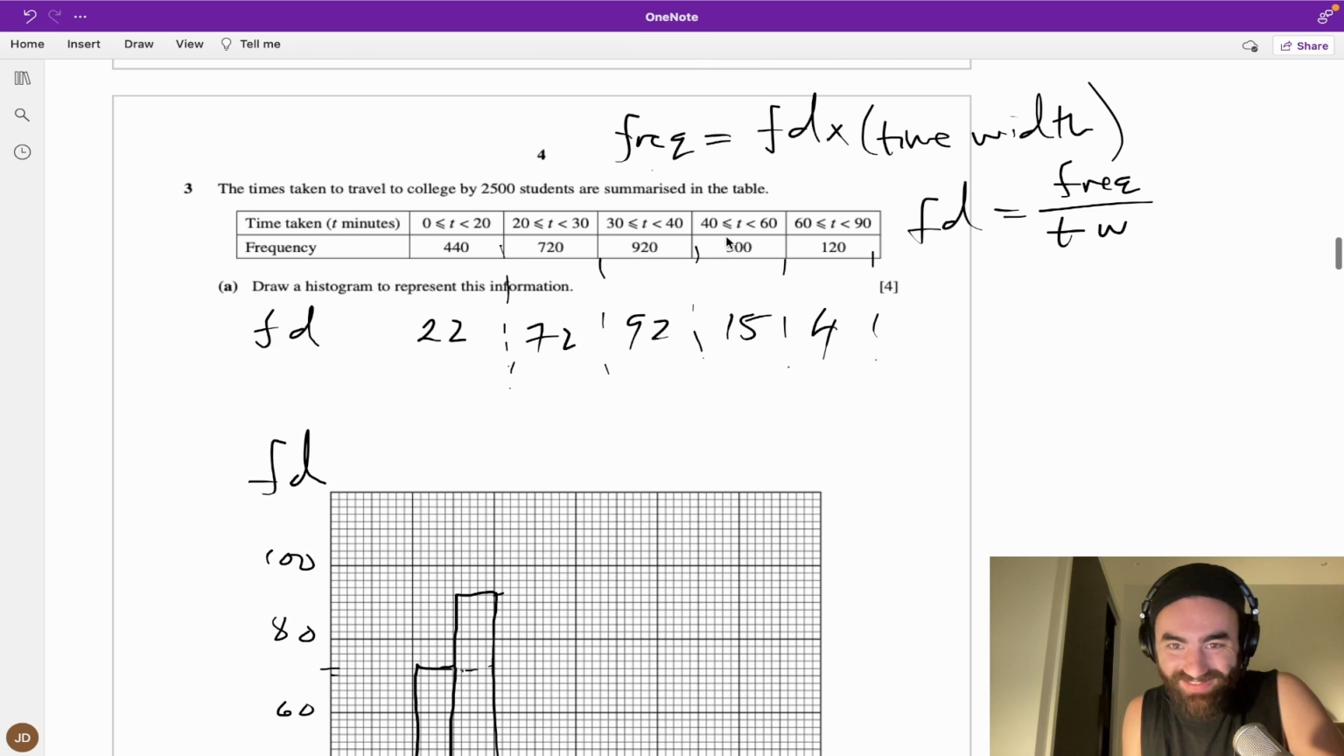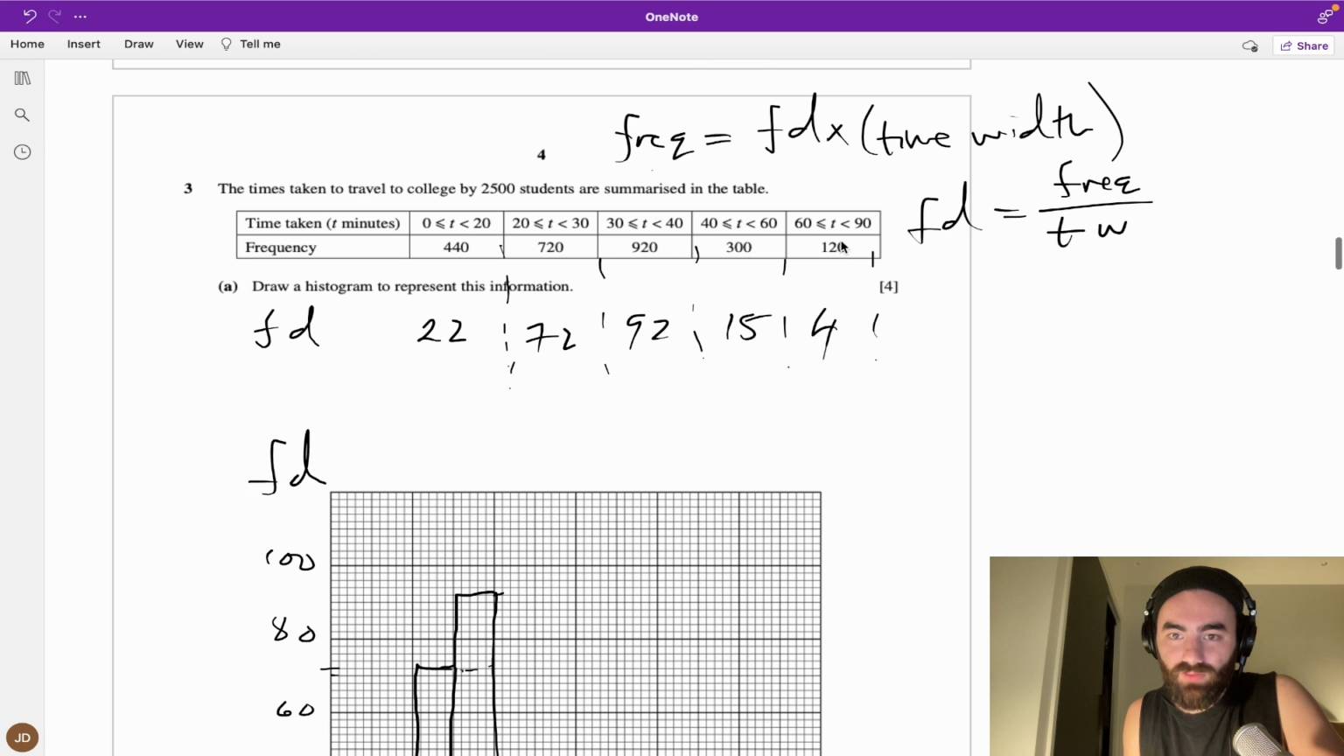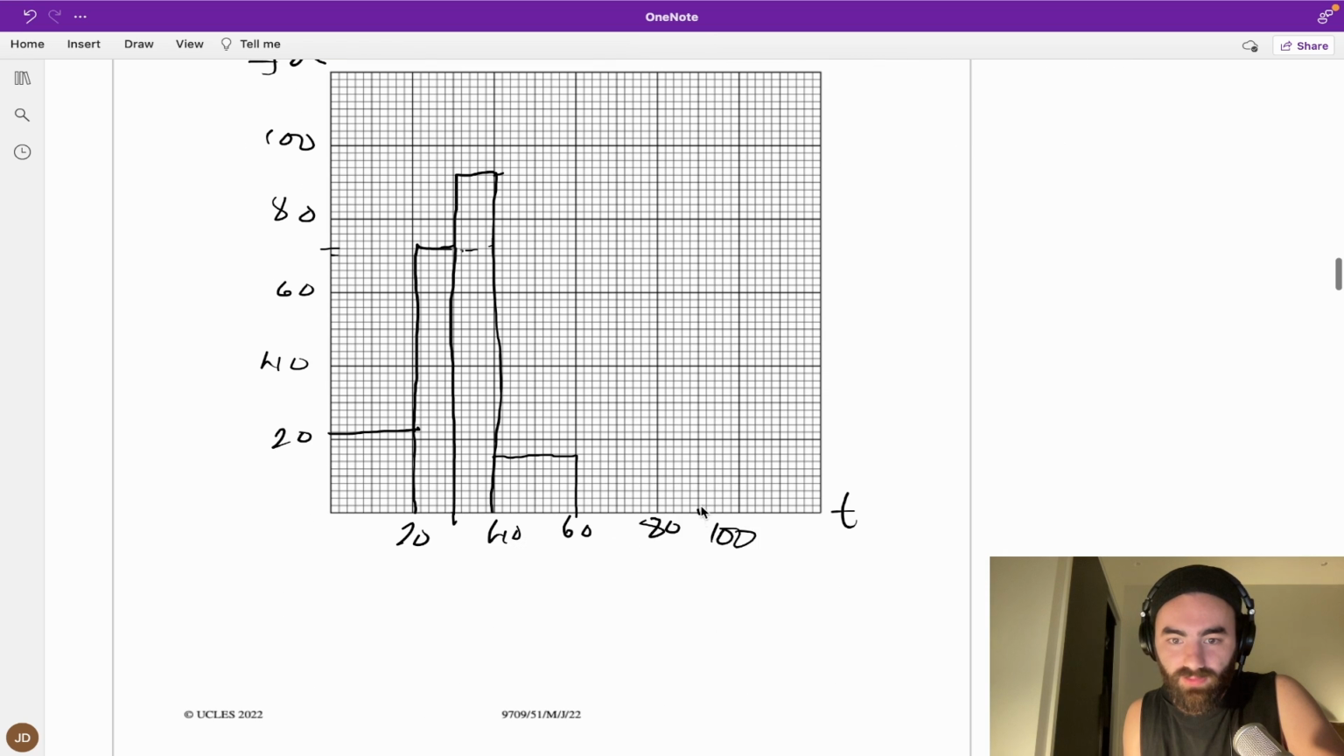And this is 15 for the 40 to 60. 40 to 60 is 15, which is like 2, 4, 6, 10. It's like roughly here. And then 120 is 4 from 60 to 90. So 90 is here. So 424 is like this.